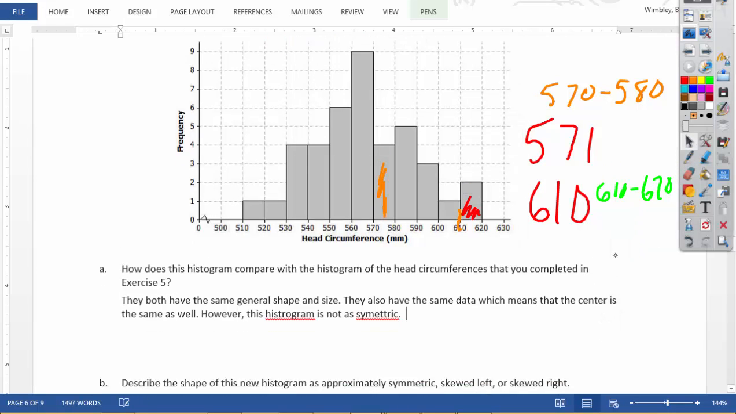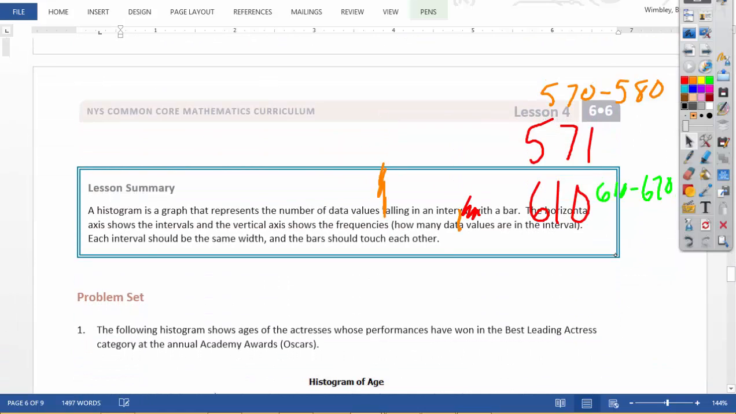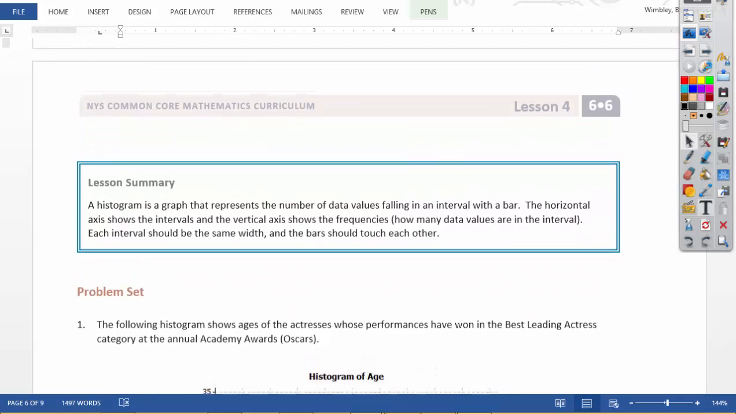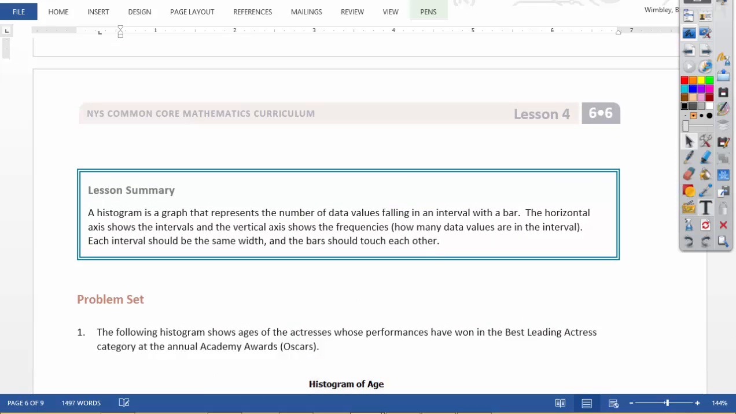All right, we're almost done with our lesson for today. We just have our summary left. All right, a histogram is a graph that represents the number of data values falling in an interval with the bar. So this is our most important idea to take away. It's data values falling in an interval. The horizontal axis shows the intervals and the vertical axis shows the frequency. Each interval should be the same length or width and the bars should touch each other.